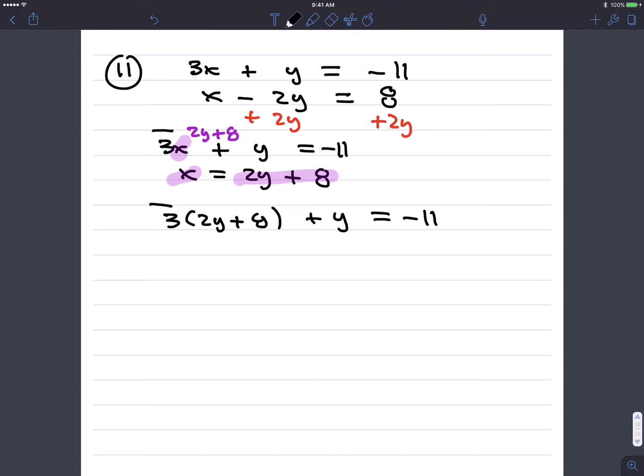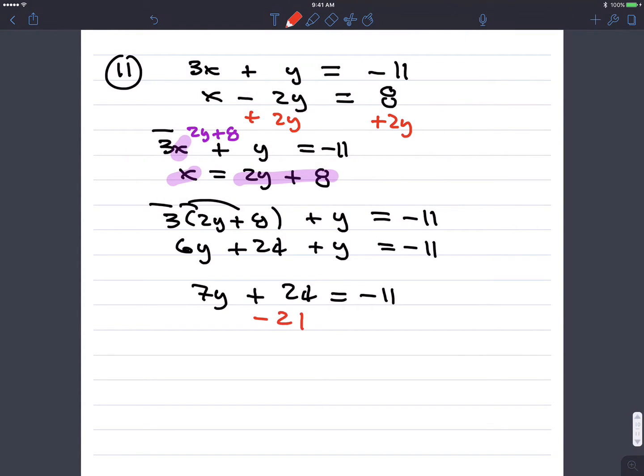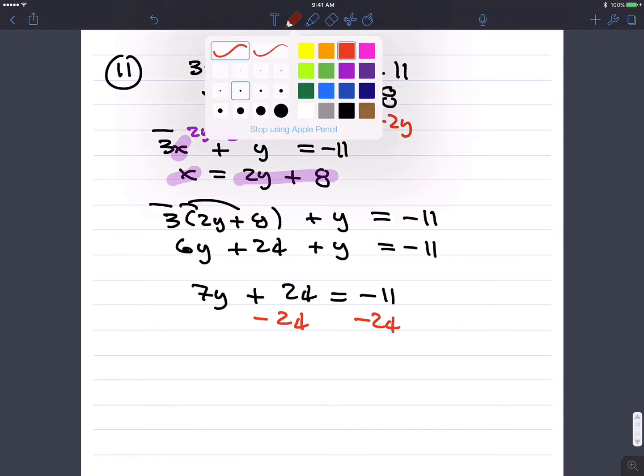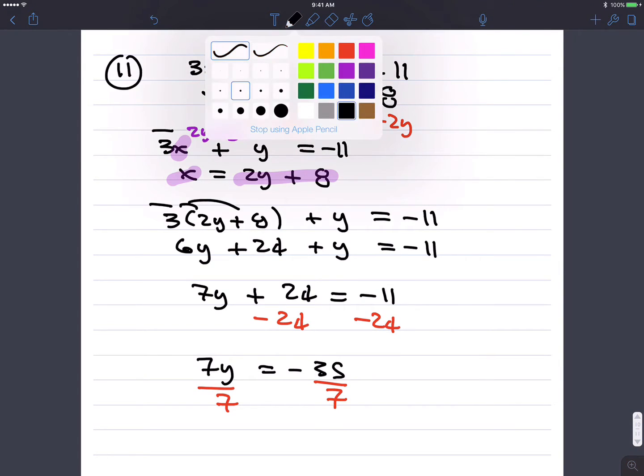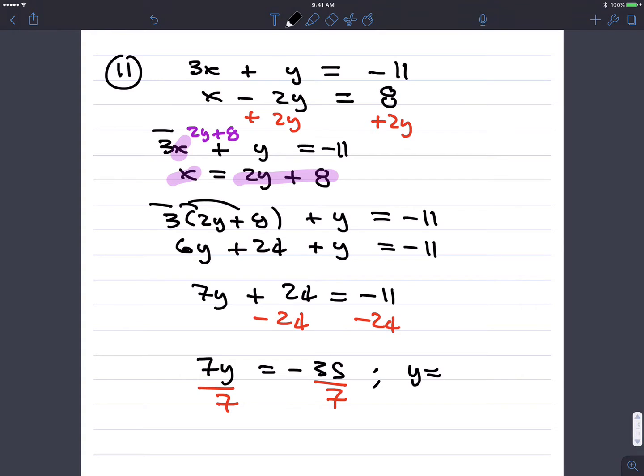I can solve this equation now. Let's just distribute. 6y plus 24 plus y is negative 11. 7y plus 24 is negative 11. I'm going to subtract 24 from both sides. We get 7y is negative 35. Divide both sides by 7. We get y equals negative 5.